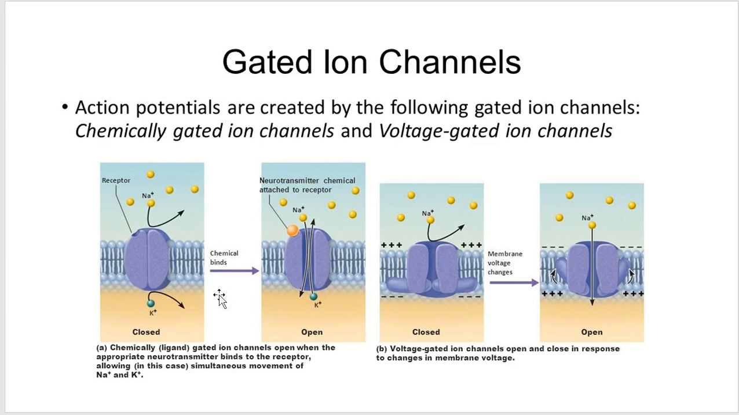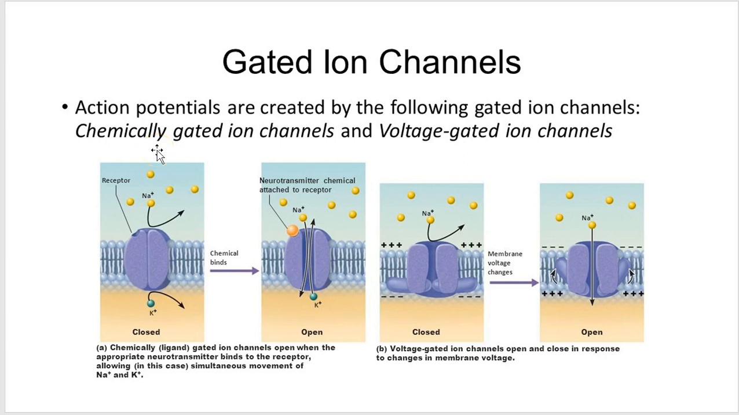So there are going to be times when these gates can be closed and ions can't move, and there's going to be other times that the gates are open and the ions can move. So that's what gated means. Think of them as a door. Now, what is the difference between a chemically gated channel and a voltage gated channel? The difference is what causes the door to open.